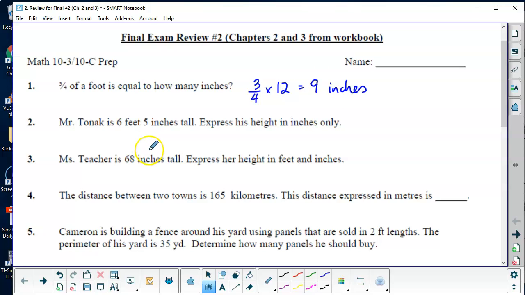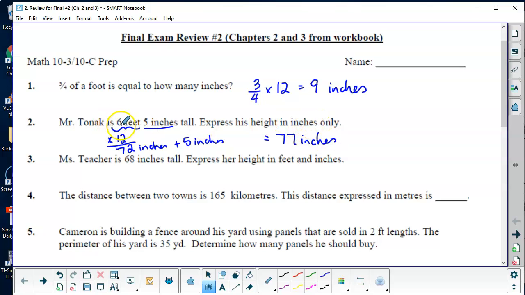Mr. Tonak, that's my husband, is 6'5" tall. Express his height in inches only. So that means we have to convert, this is already in inches, but the 6 feet we have to convert to inches. So same calculation as above. Each foot is 12 inches. So if we multiply 6 by 12, we get 72 inches plus the 5. So that's going to be 77 inches. That's what it means by inches only.